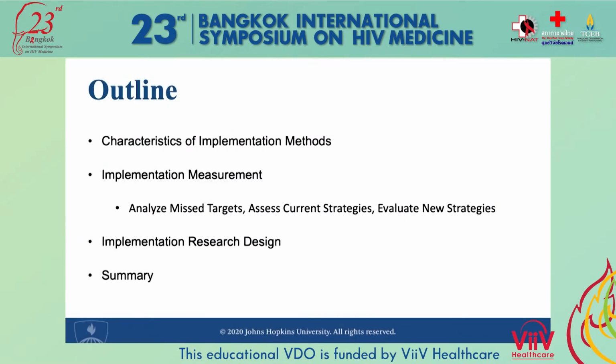In terms of an outline for today, I'm going to start by talking just a little bit about the characteristics of implementation methods and specifically the use of those methods in the design of programs. I'm then going to talk about measurement of implementation in terms of how we analyze targets, how we use measurement to assess current strategies, and even thinking about new strategies in program development. And then I'll talk a little bit about the research elements in a very brief manner, the approaches we can use to evaluate implementation, and how those differ from the sorts of approaches that we use to evaluate effectiveness, and then close with some thoughts.